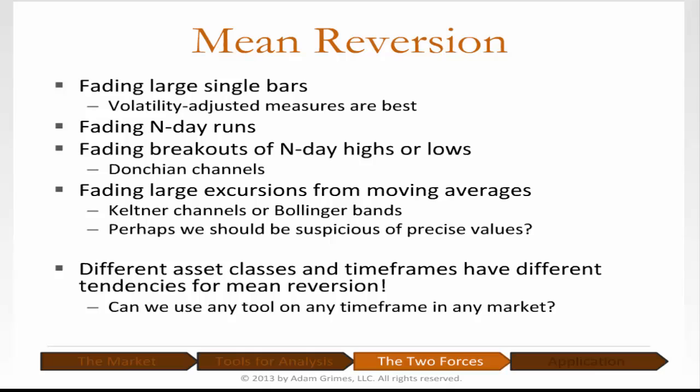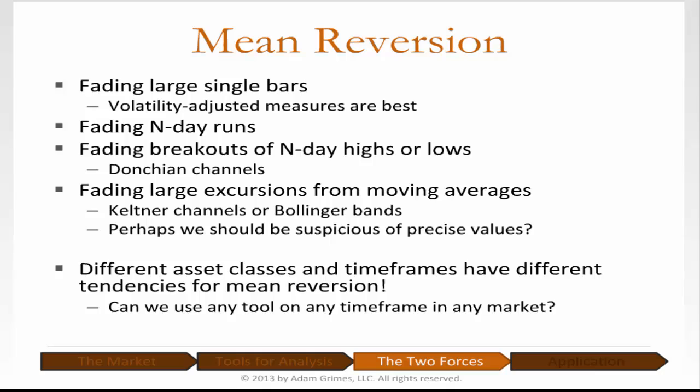Fading large single bars, and you have to define large in a lot of different ways. Fading in-day runs, where you replace "in" with a number: 3 days, 5 days, 8 days, whatever you want. There are different kinds of edges in different markets. Fading breakouts of in-day highs and lows. Trend followers will enter on these channels, but there's also an edge to fading, and I'll show you that in a moment. Fading large excursions from moving averages. You have to define large excursion, and bands are useful here, Keltners or Bollingers, when the market is stretched far from an intermediate-term moving average.